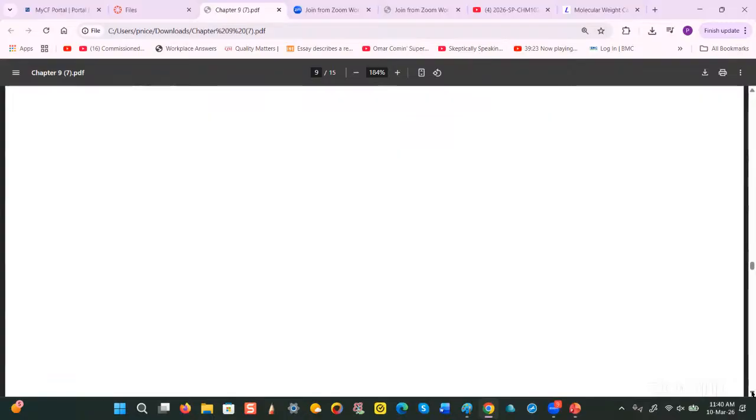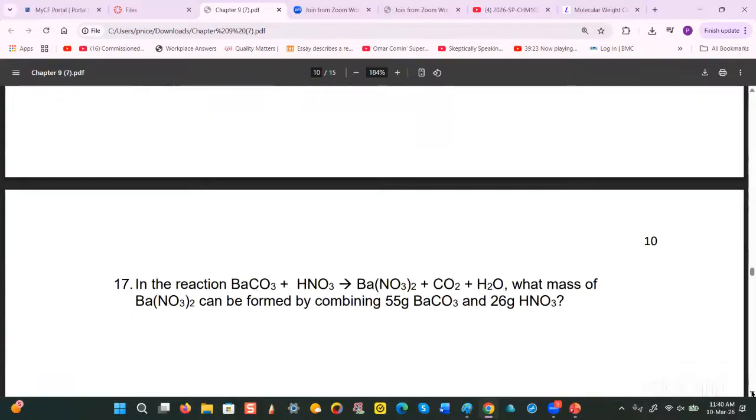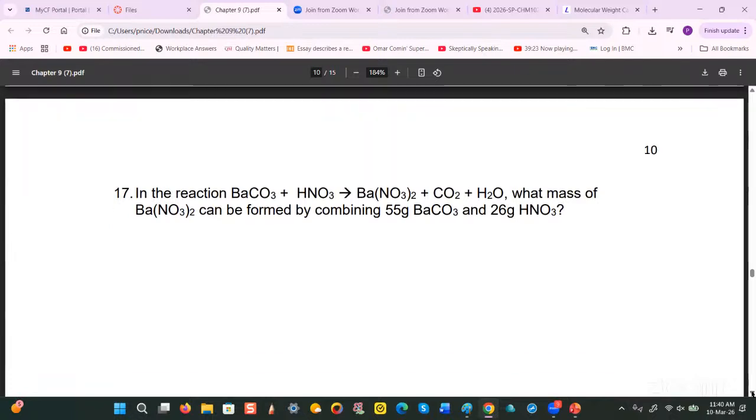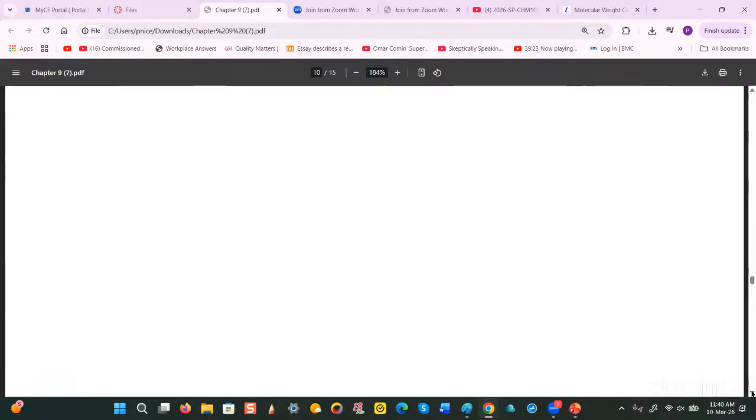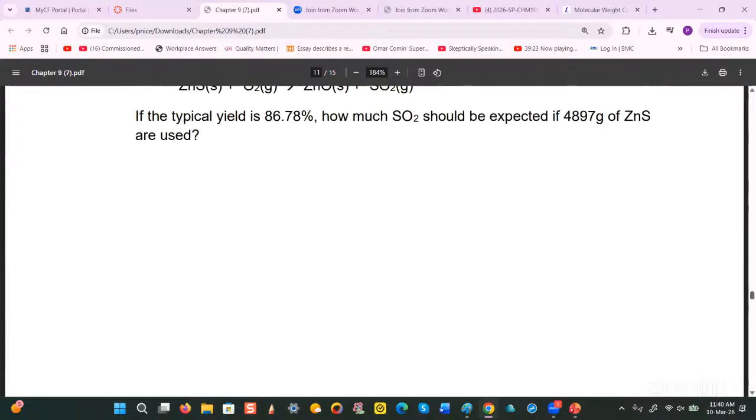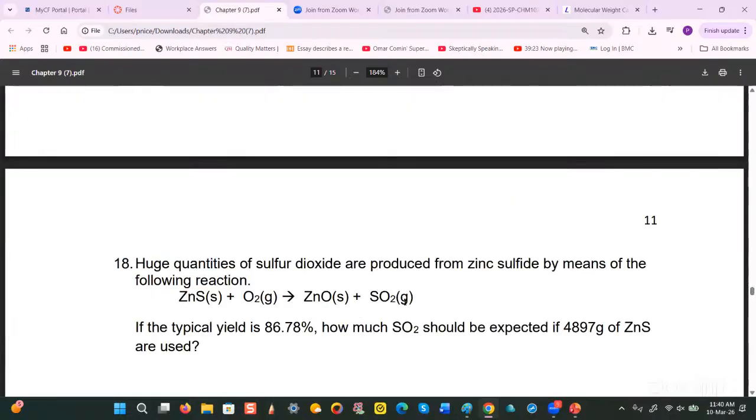Let me see here. What next? Okay, this is the same type of thing, and again this equation is not balanced. So you have to make sure that the equation is balanced. I'm going to leave that to you to do as well. Again, this equation is not balanced. So let me deal with this one.